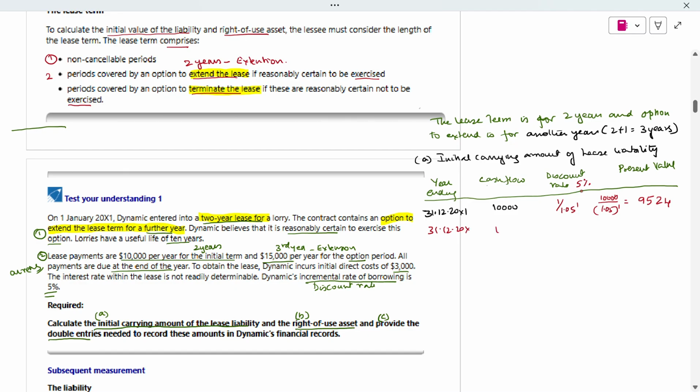Now, in the same case, second year. Second year, 10,000. I'm not writing this, it is just for your understanding. 10,000 divided by 1.05 to the power of 2. How much will you get?